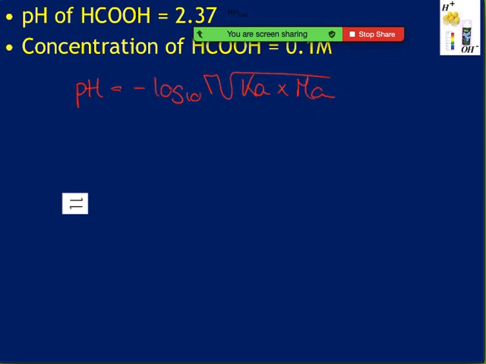So we need to now move things from the left or from the right to the left such that all we're going to be left with is this. So how do I get rid of the log? What do I have to do to both sides?